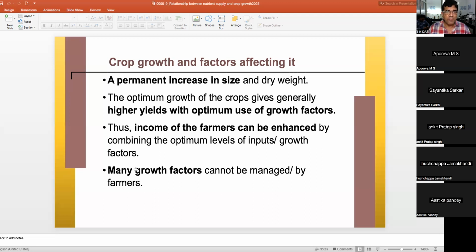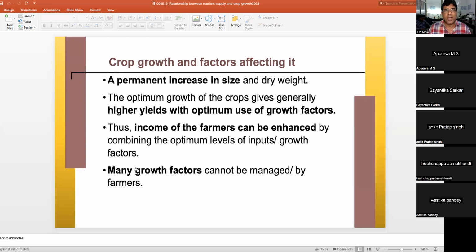So for this, we have a variety of parameters to measure the crop growth. Sometimes we can take fresh weight, sometimes we can take dry weight, we can take number of tillers, plant height, all are measures of the growth.